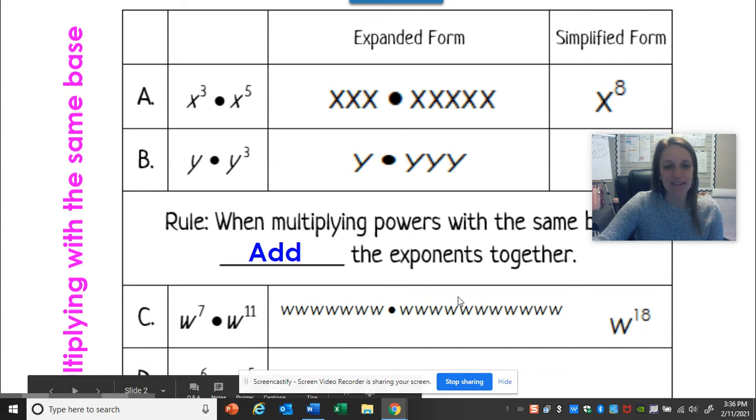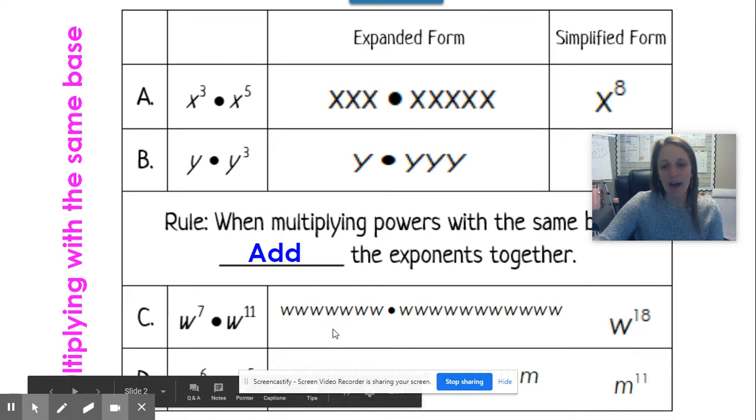The last one says m to the 6th times n to the 5th. Again, I can write them all out, but 6 plus 5 would give me 11. A little shortcut that you can use when solving longer problems. Let's go to the next slide.